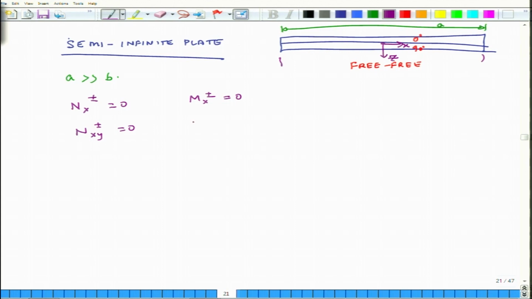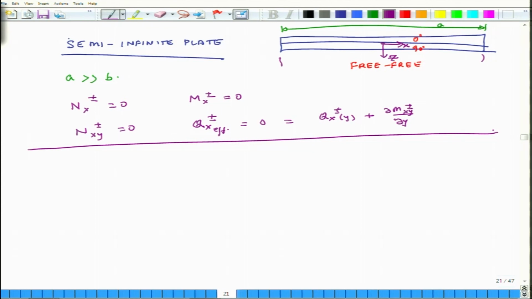And the fourth one is that Qx effective, and the definition of Qx effective is what? At the plus edge and minus edge it is also 0, and we had defined what Qx effective is. It was Qx on the edge plus partial of Mxy with respect to y, and Qx is a function of y. So, all these entities on the positive edge and the negative edge are 0 anyway. So, these are the 4 boundary conditions.